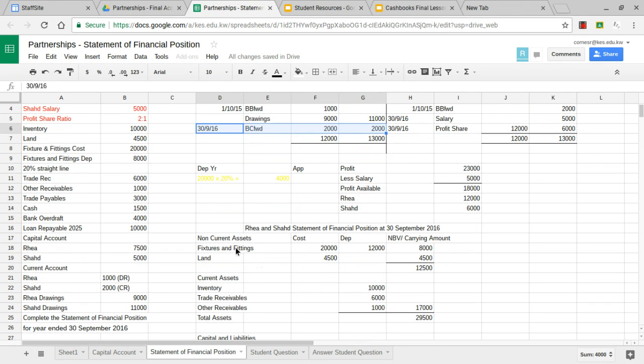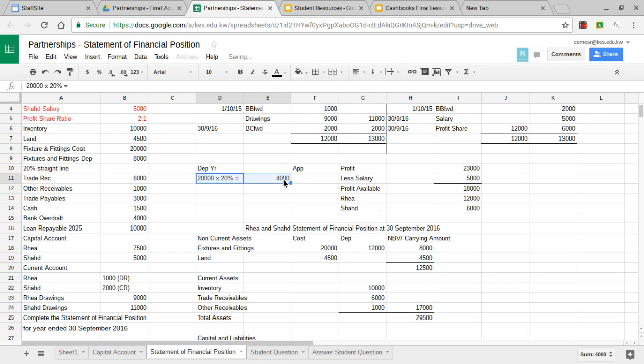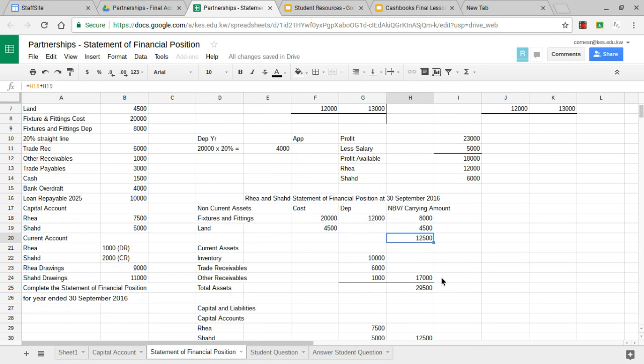Okay, if we look at our fixtures and fittings, when we know they were worth 20,000, we know that we had 8,000 in the trial balance of depreciation, but that doesn't include this year's depreciation. So this year's depreciation must have been 20,000 times 20%, which is 4,000. So I've made the depreciation 12,000 rather than 8,000. Land's not getting depreciated, that's quite common. So the total of my non-current assets are 12,500.